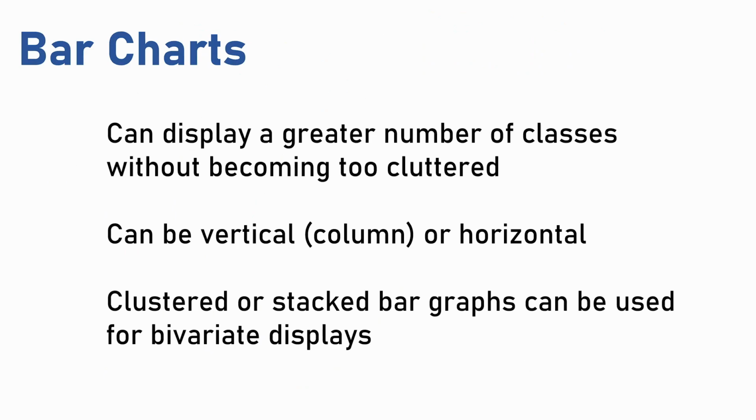What about nominal data with more than 5 classes, or ordinal data that has some sort of rank? In that case, we might want to use a bar chart instead. You can use a bar chart for anything you might also use a pie chart for, but the bar chart has more flexibility. It can accommodate more classes without becoming too cluttered. There are also some options like clustered or stacked bar charts that can be used to display bivariate information.